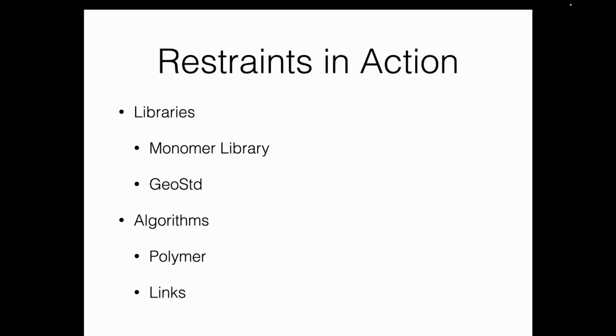So in your refinement, there's lots of ways you can get restraints. There's libraries, and we have a monomer library, a very cut down version now, and a geostandard library, which is what I call the library that I have developed so that you can do less generation of restraints, and I'll talk about that. And there's also algorithms.